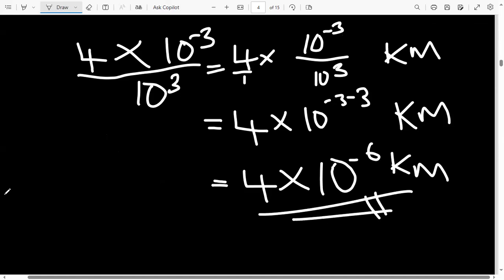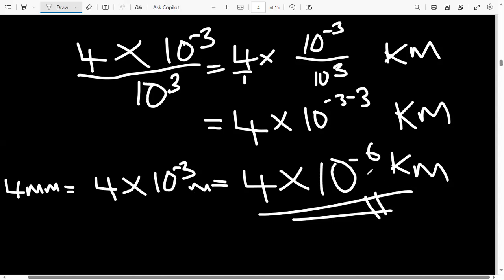So you can see that we started with 4 millimeters, and we converted these 4 millimeters first of all to the meters. It was 4 multiplied by 10 to the power minus 3 meters. And then from the meters, we've converted to the what? To the kilometers. So if you just follow the rules, it will be very simple.